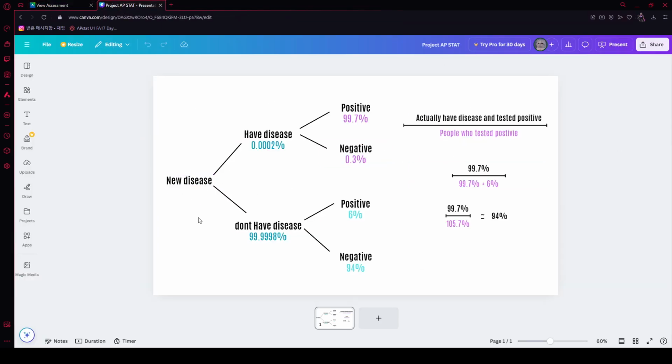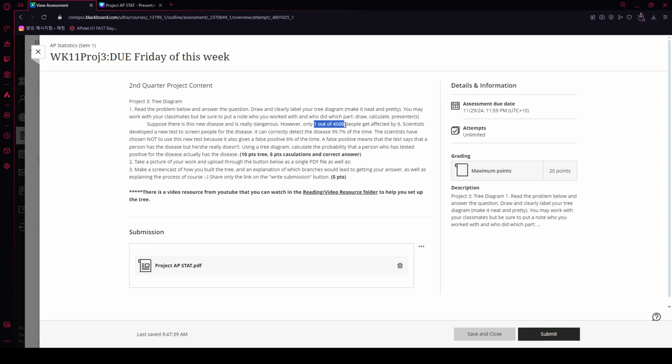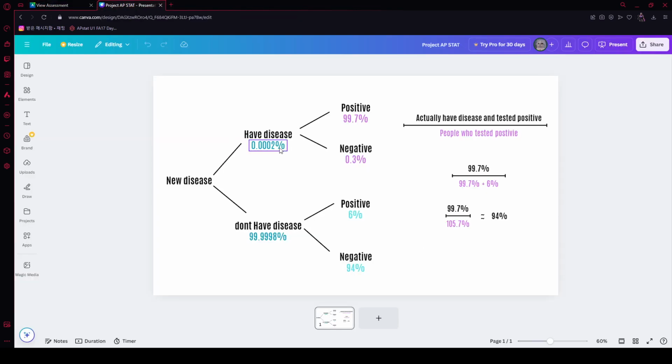So there's the new disease. They said 1 out of 4,500 people get affected by it. So 1 out of 4,500 people is 0.02% of the people get affected by it, which is really low. And then 99.98% of the people don't get affected by the disease.